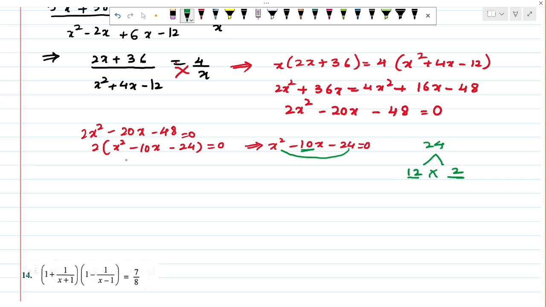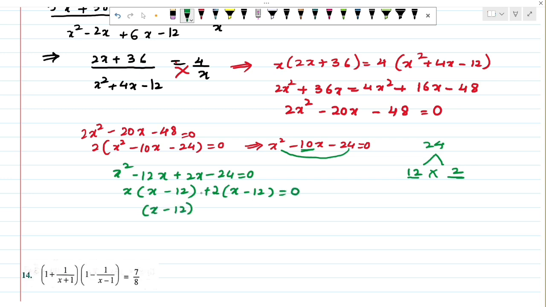12 times 2 I'll get as 24, and 12 minus 2 I'll get as minus 10x, right? So I'll write it as x square minus 12x plus 2x minus 24 equals 0. I'll take x common: x becomes x minus 12, and here also x minus 12, this becomes 2 plus 2, which is equal to 0. So x minus 12 common term I have written on one side, and x plus 2 is equal to 0. So this becomes x minus 12 equals 0, or x plus 2 equals 0. So I'll get x equals 12, or x equals minus 2.